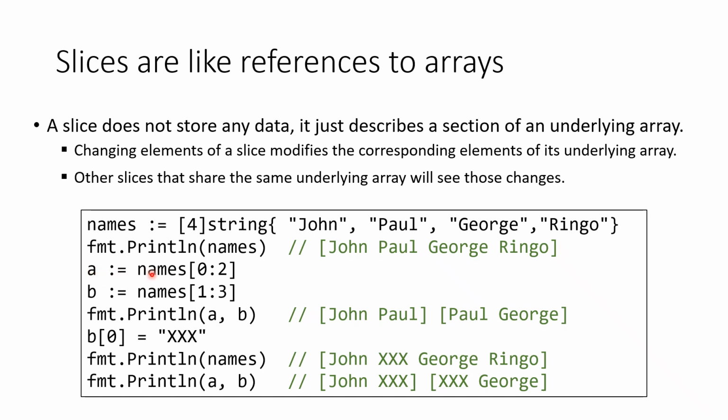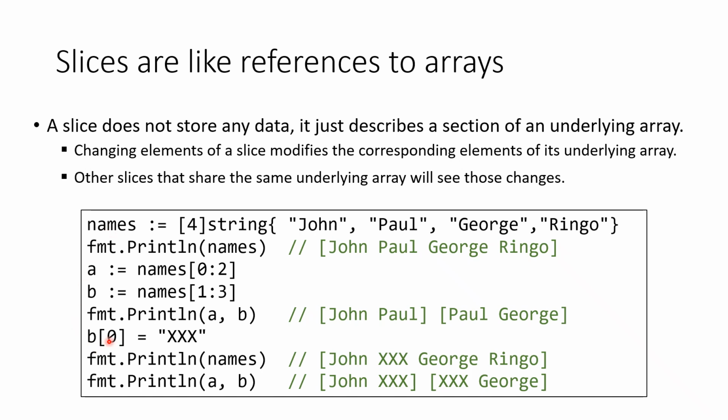Slice A specifies the half-open range of array names from index 0 to index 2. So it includes 2 elements, John and Paul, corresponding to the elements at index 0 and 1 of array names. Slice B specifies the half-open range of array names from index 1 to index 3. So it includes 2 elements, Paul and George of array names.